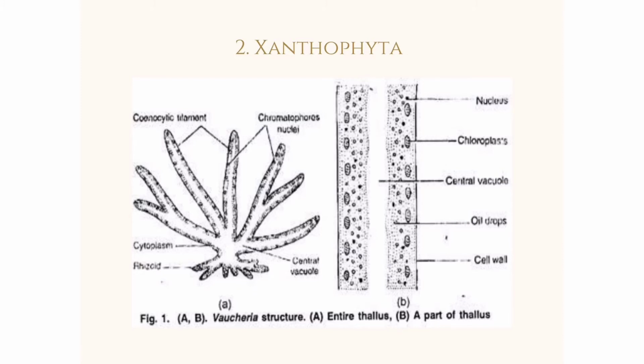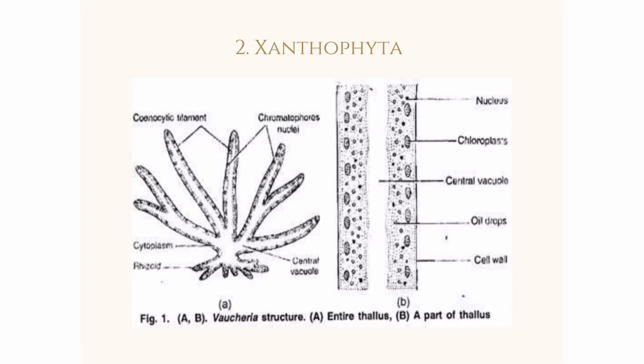The cytoplasm also contains other membrane-bound cell organelles such as mitochondria and small vesicles, and food is stored in the form of oil. The growth of the filament is apical. The filament increases in length by apical growth of all the branches.